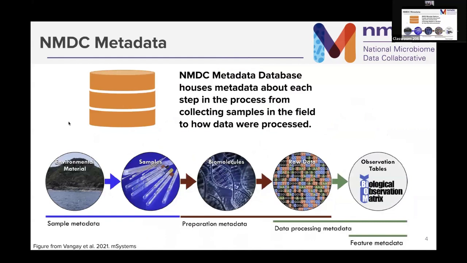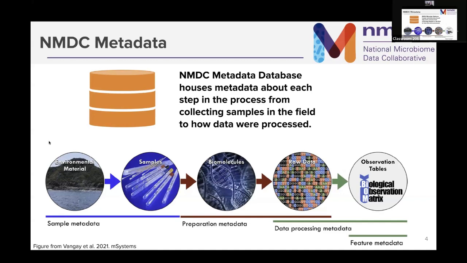And so the metadata database houses metadata from all of these different steps: from how the samples were collected in the environment, how the samples were processed in the lab, how those lab samples were then sequenced or used on a mass spectrometer to create raw data, and then how those raw data were processed into processed data and digestible data.